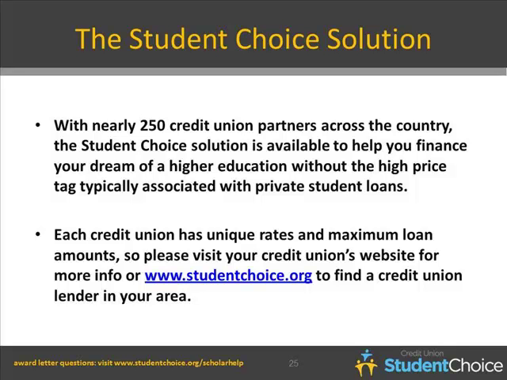So each credit union is going to have its own unique rates and a maximum loan amount. So you'll need to visit your credit union's website for more information about your specific credit union. But I will tell you that on average, the Credit Union Student Choice loan rates are right around 6%, where the industry rates are above 9%. So again, this is just another indicator to you that your credit union is truly looking to do what's best for you and your family. But their ultimate goal is for you to go through this process and borrow as little as possible.